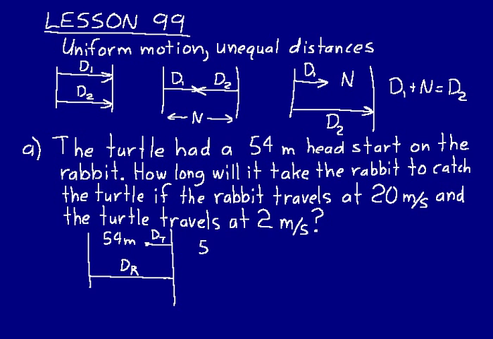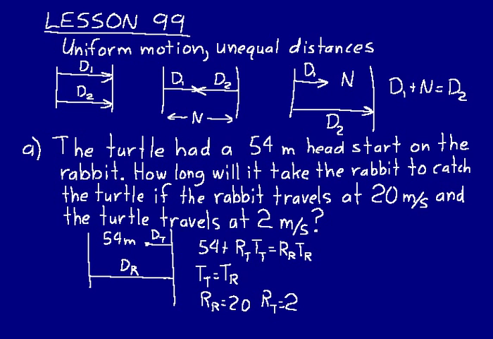We'd have 54 plus the turtle's distance, which we could write as a rate times time, r_t t_t, is equal to r_r t_r. Now, since the times are equal, we can just say that t sub t is equal to t sub r. And then we know that the rabbit's rate, r sub r, is equal to 20, and the turtle's rate, r sub t, is equal to 2 meters per second. That's what that m/s stands for, is meters per second.